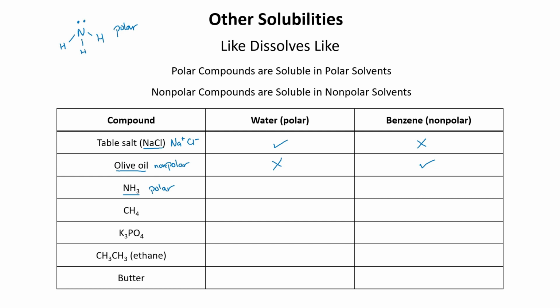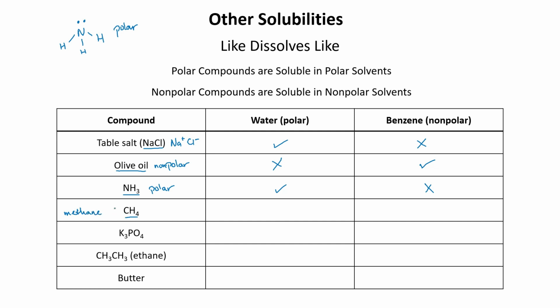So if ammonia is polar, will it dissolve in water, which is also polar? Yes, it will. Ammonia being polar, will it dissolve in benzene, which is nonpolar? No, it will not. Now let's go on to another molecular formula, CH4, which you may know as methane.